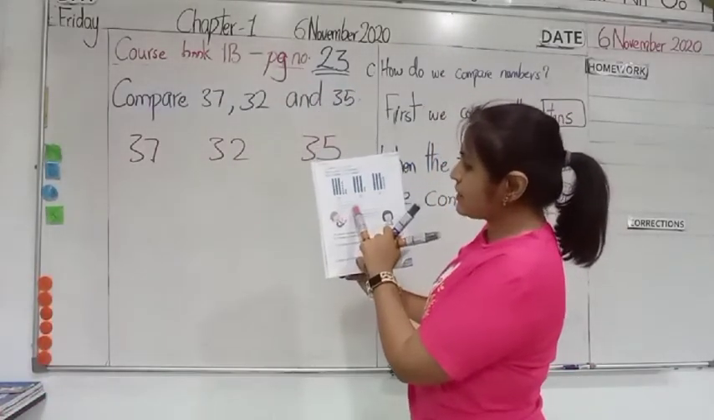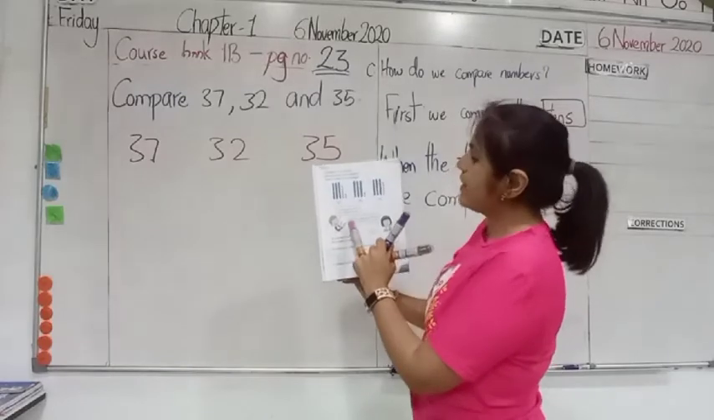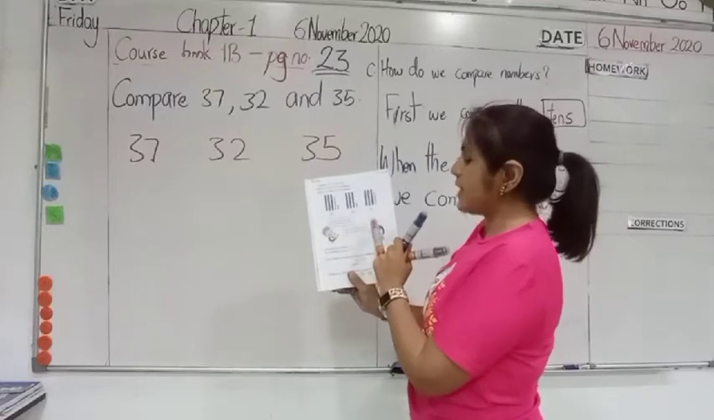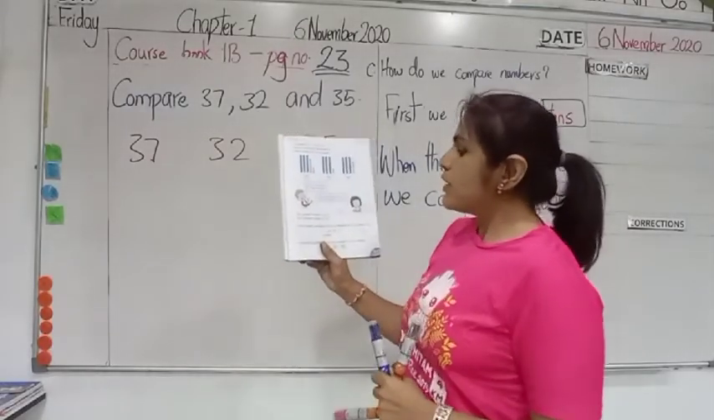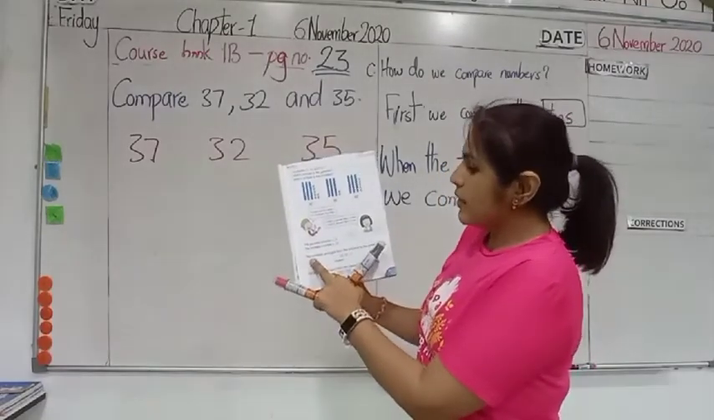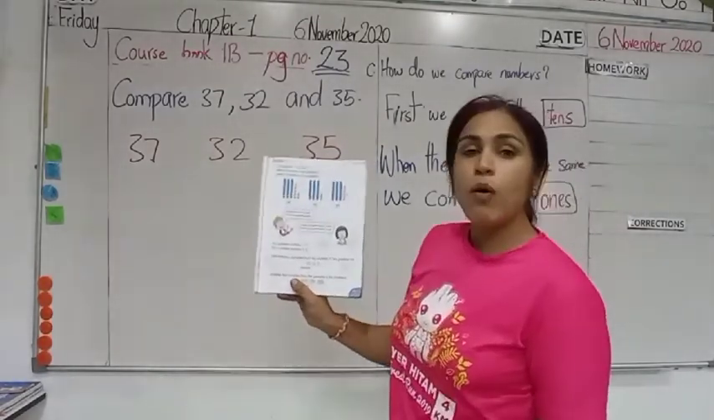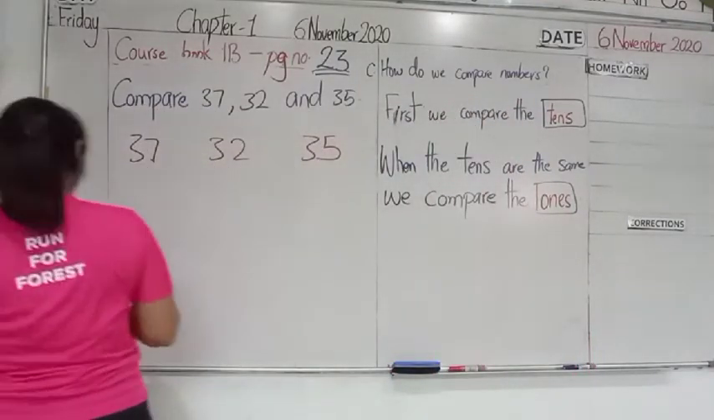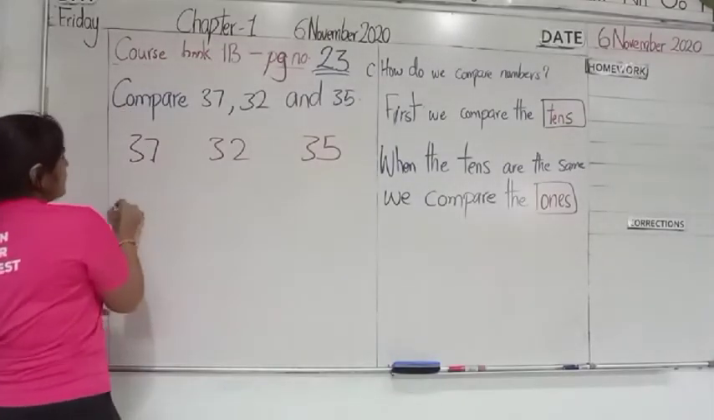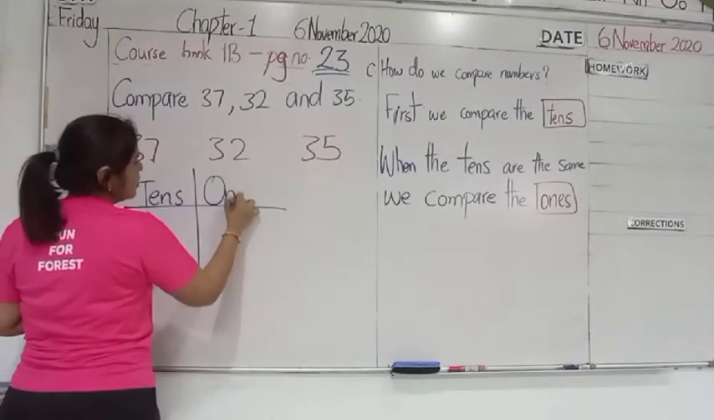David says the tens are the same. Let's compare the ones. Then Callie says 7 ones is greater than 5 ones. 5 ones is greater than 2 ones. So the greatest number here is 37 and the smallest is 32. Then the numbers arranged from the smallest to the greatest are 32, 35, 37. I want you to pause here and look here please. The conversation between David and Callie is that they need to find out which is greater and which is smaller.